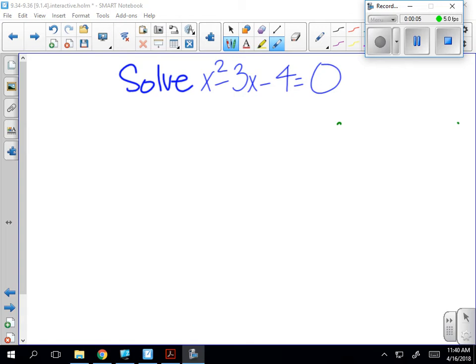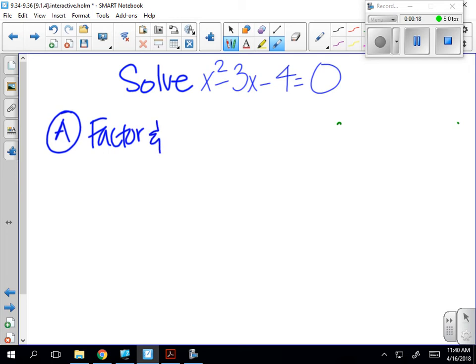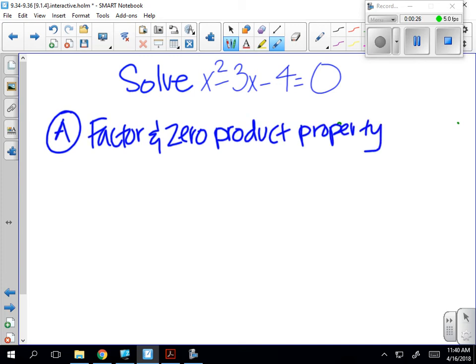Okay, so this is a video that's going to show you the 3 different ways to solve quadratic equations. The first method that I'm going to show you is to factor and to use the zero product property. So the first thing that you want to do is set up your factoring diamond problem.